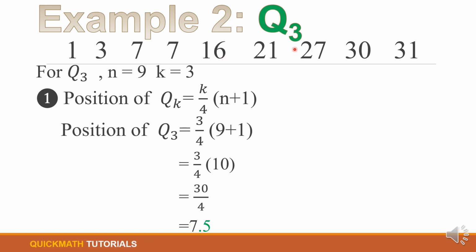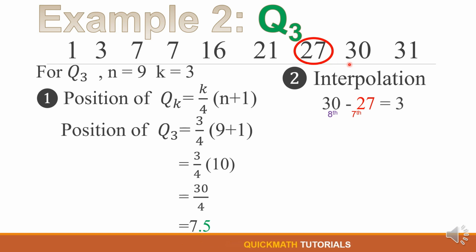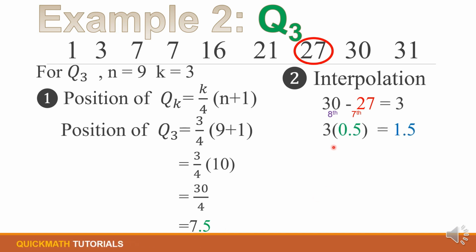So going back to our data, the 7th data is 27. And since our answer here has a decimal 0.5, we will do the interpolation. For the interpolation, we will subtract the 7th data from the 8th data. So we have 30 minus 27, which is equal to 3. And this answer 3, we will multiply to the decimal, which is 0.5. So we have 3 times 0.5, which is equal to 1.5.